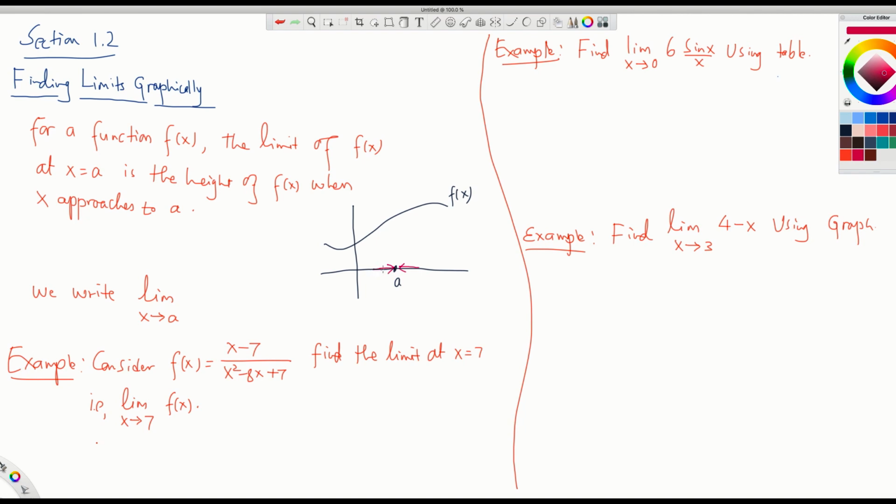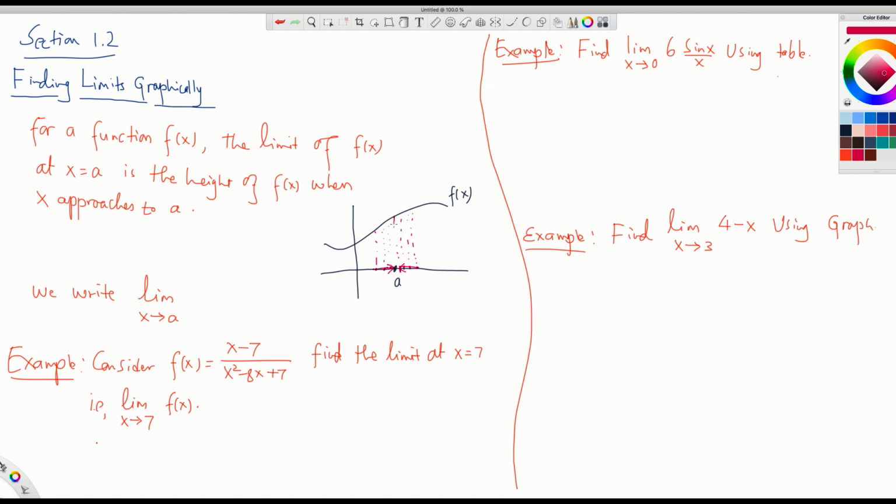So when you get close to A, what is the height of the function? At this point the height is this, at this point the height is this. Similarly, if you get close to A from the right side, at this point the height is this one, at this point the height is that.